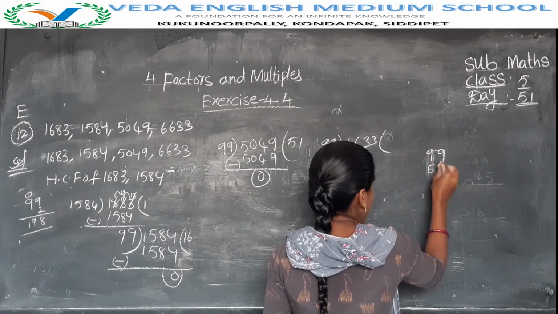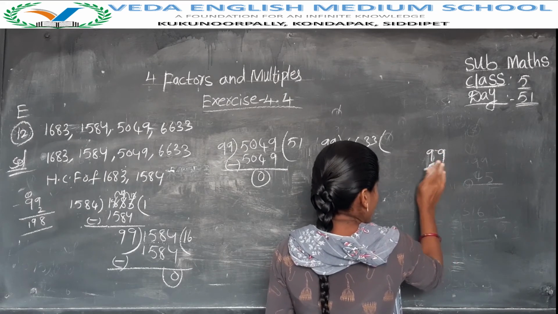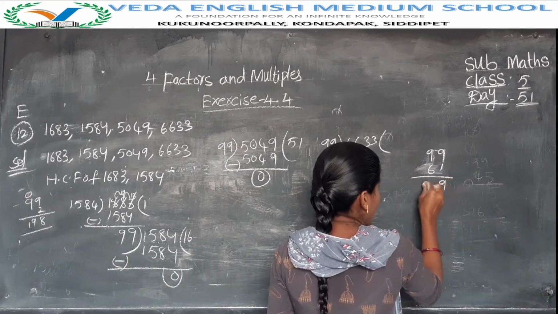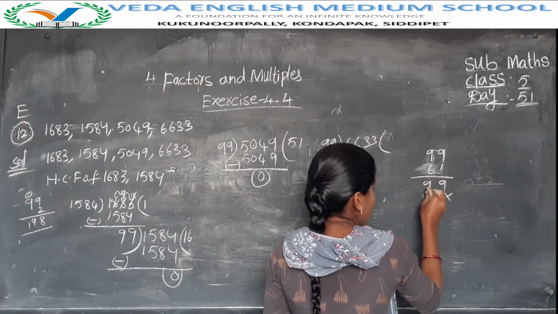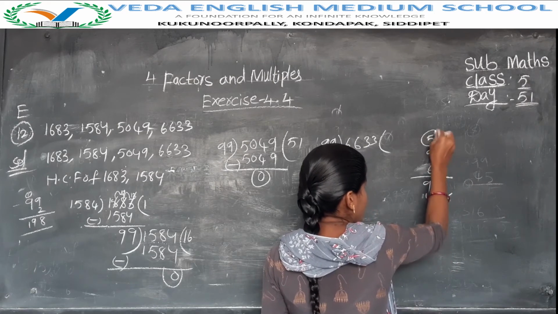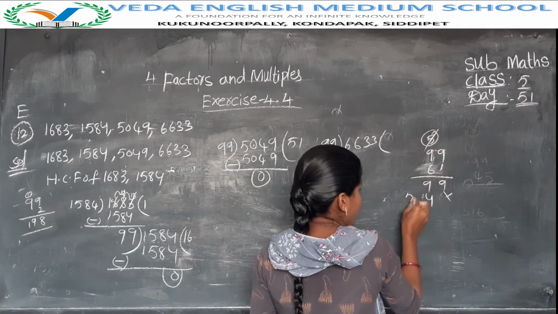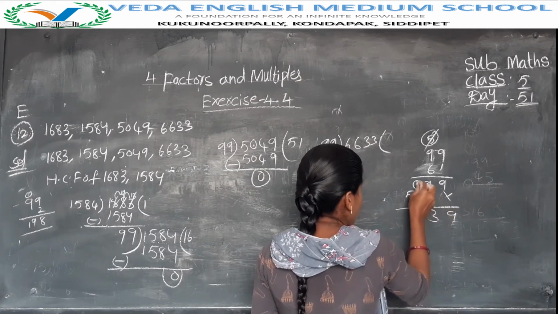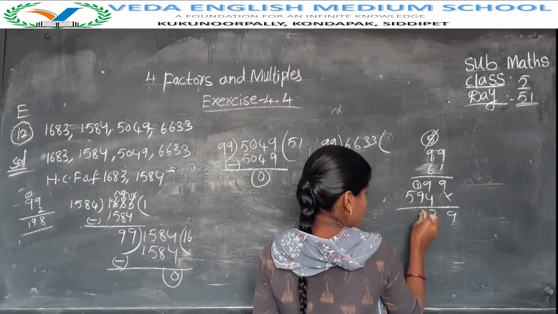99 6 5s are, 6 1s are. 1 9s are 9. 9 6s are 54. 54 plus 5, 59. 9 plus 4, 13. 9 plus 1, 10. 10 plus 9 plus 1, 10. 0 here.